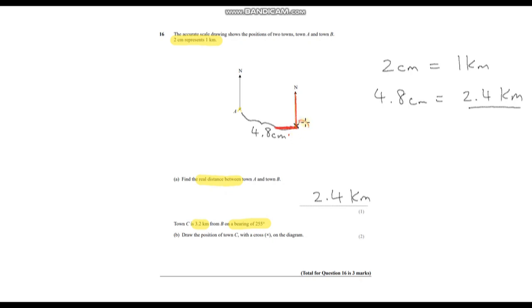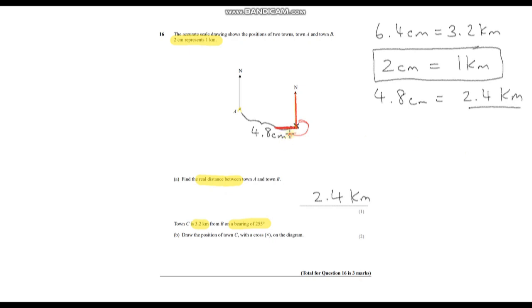We're going to go all the way around until we get to 255 degrees, and we're going to measure the distance. Now we need to work out what the distance is on the piece of paper. We know the distance in real life is 3.2 kilometers. So we've got our scale here. To go from this number to this number, we just multiply by 2. So it's going to be 6.4 centimeters. So we're going to measure 6.4 centimeters, and it's going to be on this bearing here.